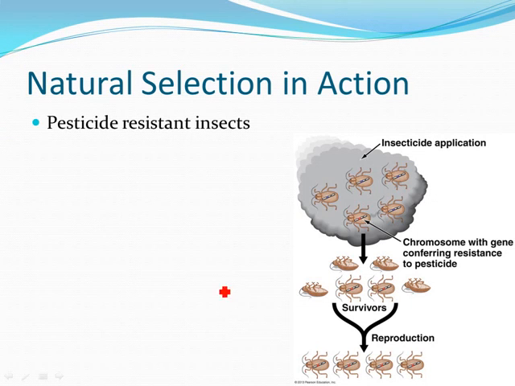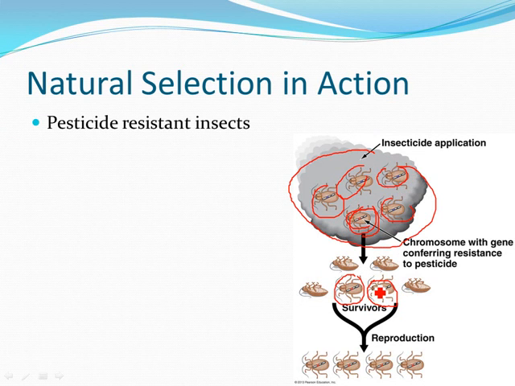And more examples: pesticide-resistant insects, similar to what we were talking about with DDT. Here we see these different types of roaches, and some of these roaches are a little more resistant to the pesticide that is affecting them. So the ones that survive are the ones that have this particular gene that is resistant to the pesticide, and they are able to survive and reproduce and produce more of these pesticide-resistant insects.